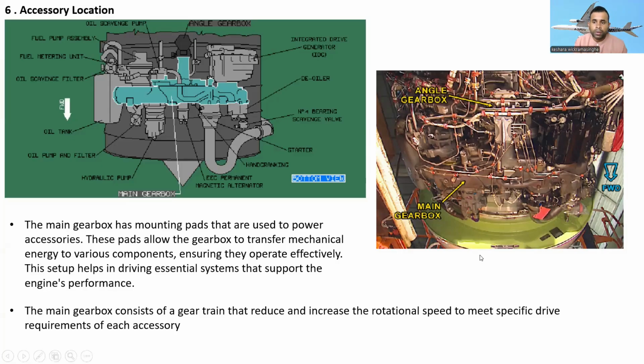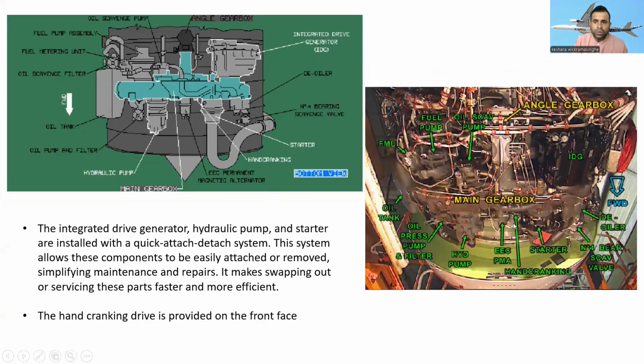You can see here is a very detailed picture. You can see the oil scavenge pump, fuel pump, fuel metering unit, oil tank, oil pressure pump and filter, hydraulic pump, EEC permanent magnet alternator, hand cranking, starter, N4 bearing scavenge valve, and de-oiler. Here is the IDG, the biggest component.